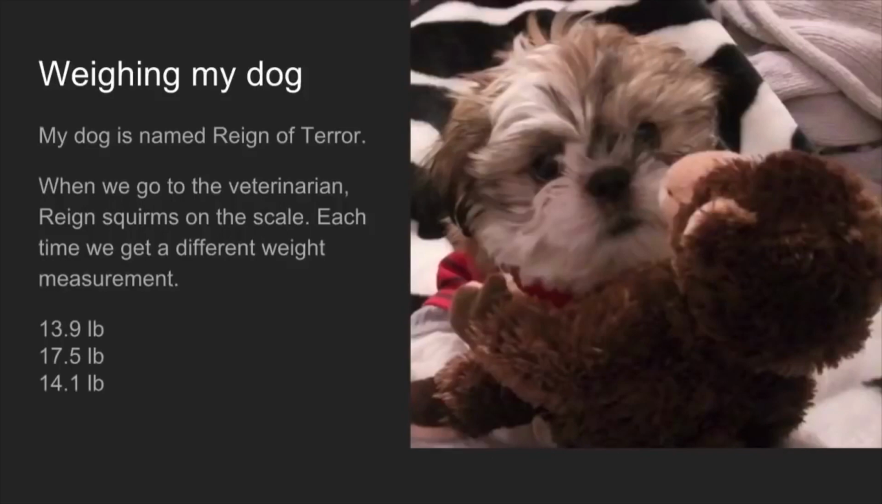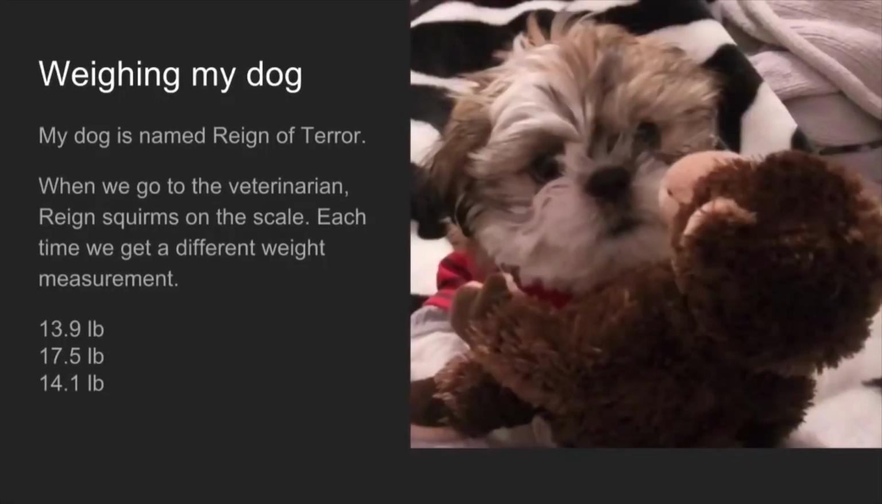So once you have your beliefs, you can use them to answer questions about typical heights: the average, the median value, the most common value, or the mode. Now we'll use this in weighing my dog. I have a Shih Tzu named Reign of Terror. She's a little mischievous, and when we go to the veterinarian, Reign squirms on the scale. So every time we weigh her, we get a different weight. This last time we got 13.9 pounds, 17.5 pounds, and 14.1 pounds.